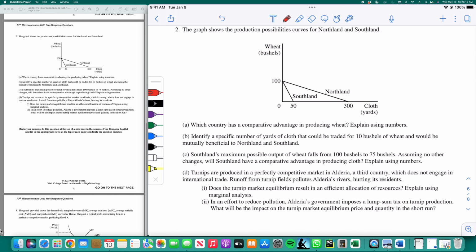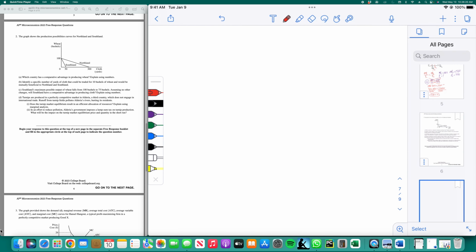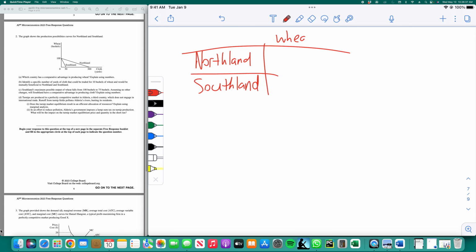So as we know, when we're doing the comparative advantage, we need to find the opportunity cost. So let's do that. Now, I don't like the graph. It's a little confusing. So what I always do is I always put my countries on the left. So we'll do Northland and we'll do Southland. And then we'll do wheat and we'll do cloth.